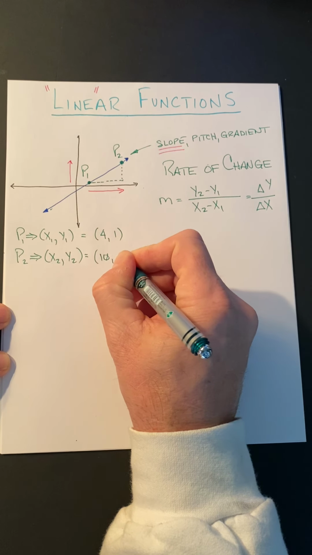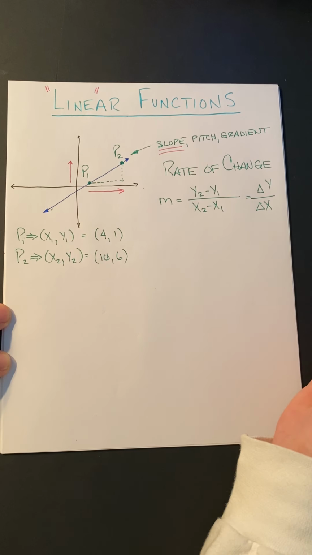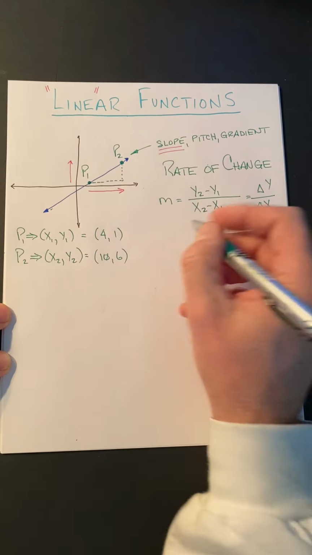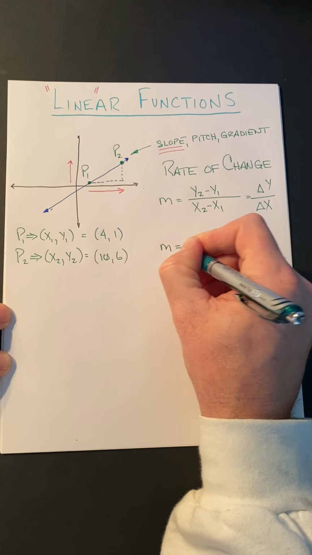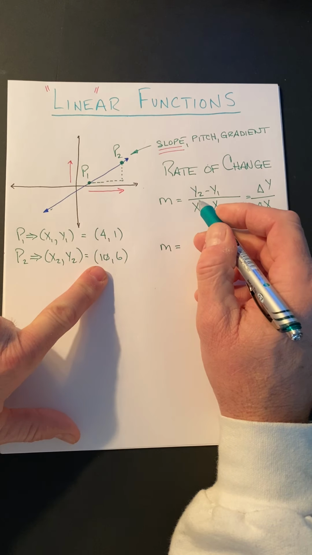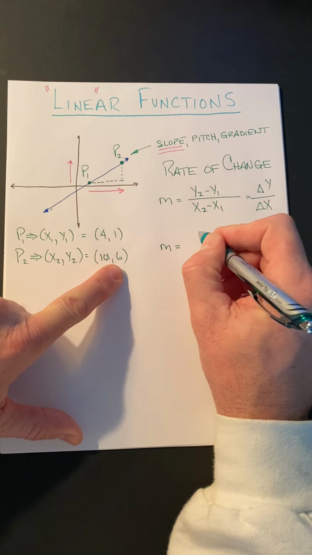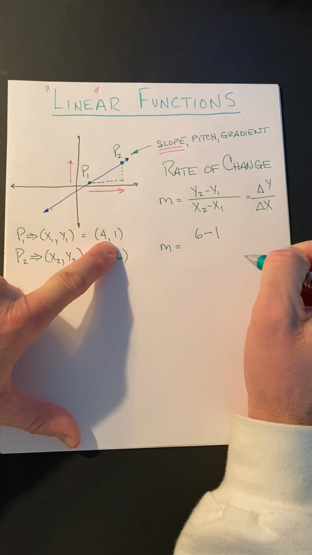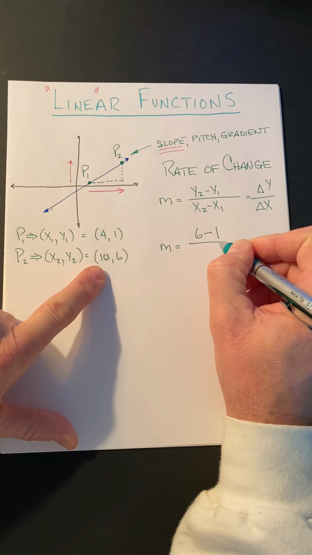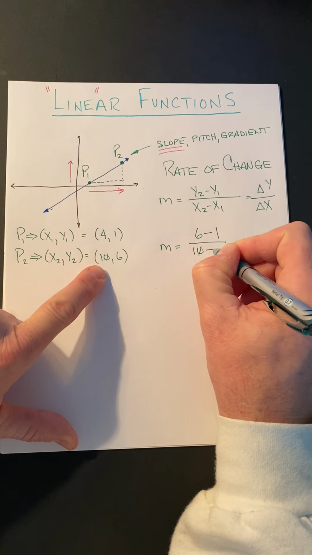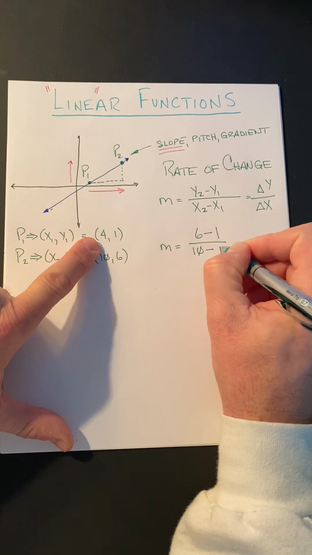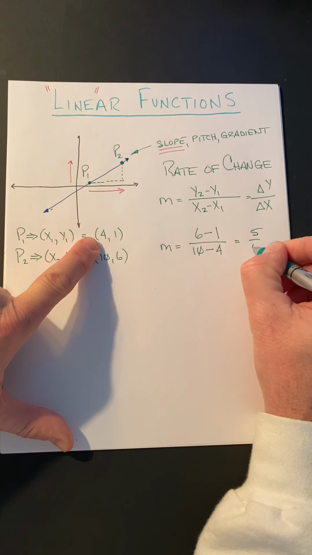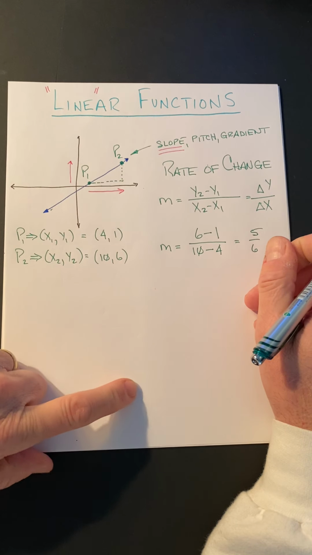So let's just pretend that P1 had the coordinates 4, 1, and P2 had the coordinates, let's go 10, 6, okay? So if that's what P1 is and that's what P2 is, the slope is y2, which comes from here, 6 minus y1, okay? All over x2 minus x1. And that's going to give me what? 5 over 6, and I can't reduce that any.